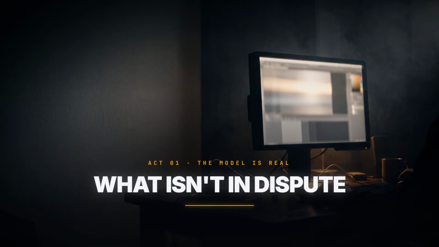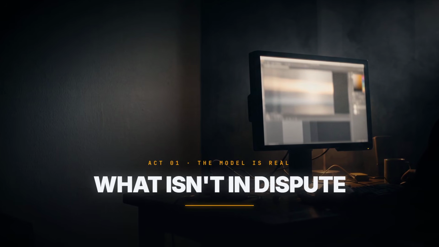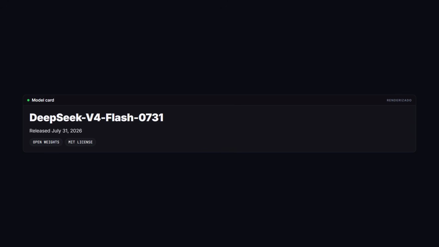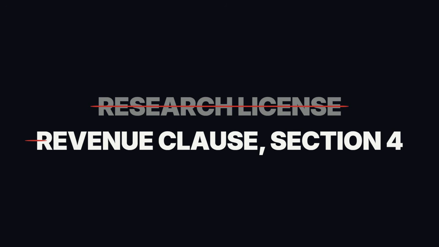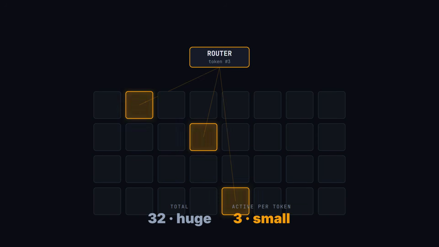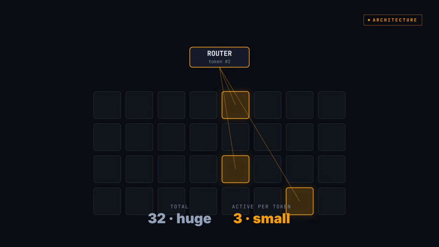Start with what isn't in dispute, because this isn't a video about a bad model. DeepSeek V4 Flash 0731 was released on July 31st, 2026. Open weights on Hugging Face, MIT license. It isn't a research license, and there's no revenue clause buried in Section 4. MIT. You can ship products on it. The architecture is a mixture of experts. That matters more than any benchmark, so hold on to it.